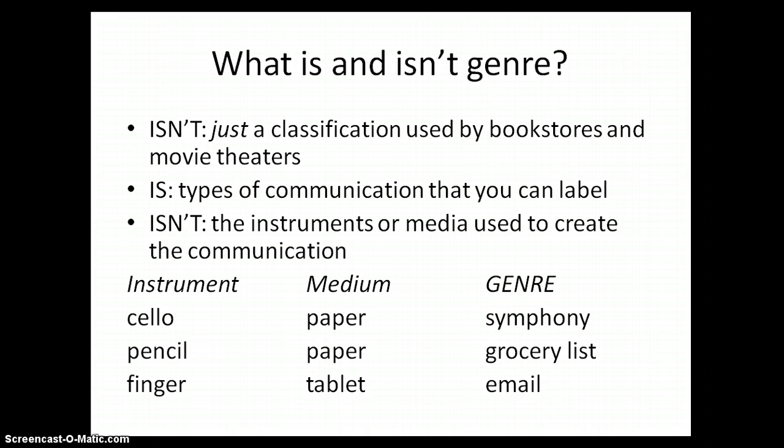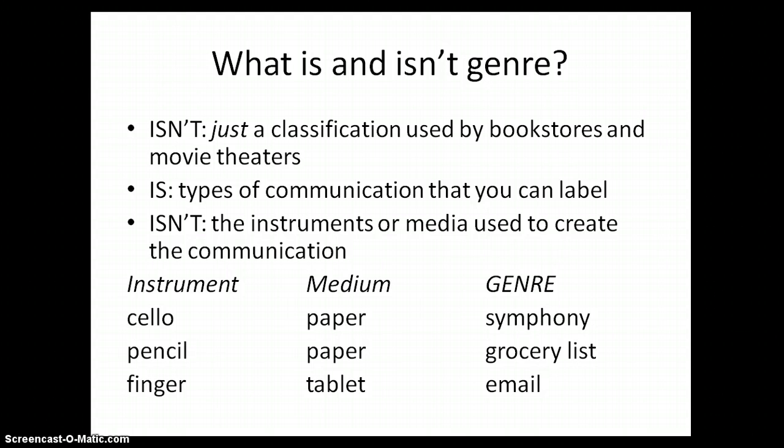Another common example: the pencil is the instrument. It's a type of instrument, but it's not a type of communication. It helps me write my grocery list. And nowadays, you'd use your finger on a tablet. I'm assuming that's what you people have. I'm old. I have my old PC. No tablets for me, thanks. But in that example, you'd have your finger, you'd have your tablet as the medium of communication, or the way your communication gets shared, and maybe what you're writing, the kind of label you could use for that kind of communication, is an email.